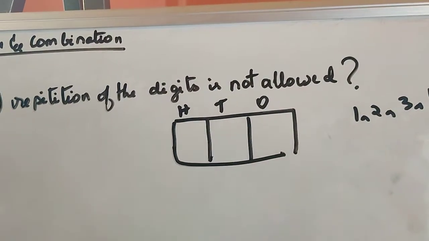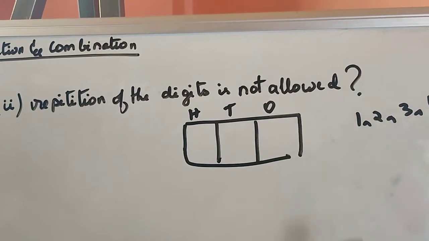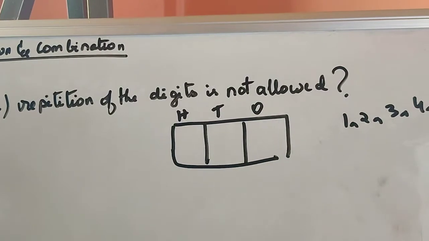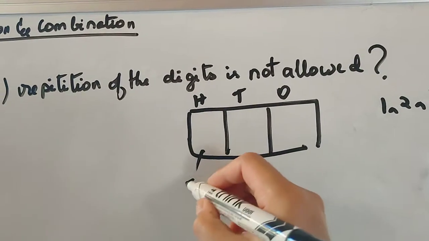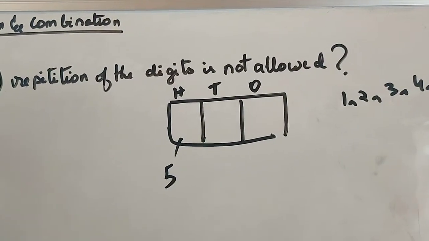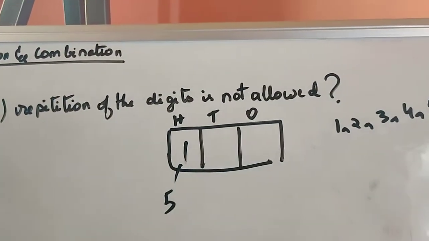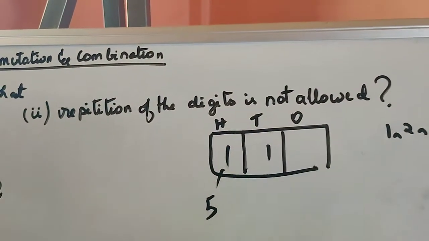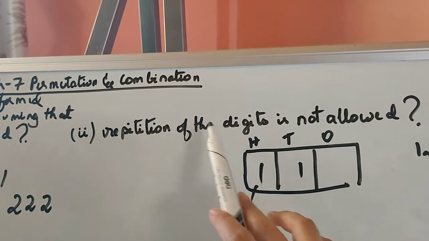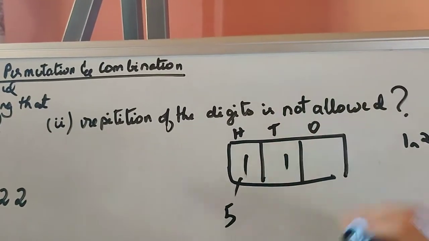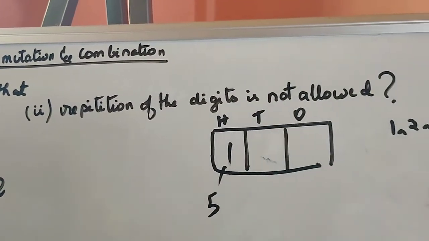Firstly, you will count from the 100 place. As I have told you, you can start a 3-digit number with 1 or 2 or 3 or 4 or 5. That means you will have 5 options. And if you have taken 1 here, then taking 1 again will be wrong. That is repetition of the digits. But in the question it's given that repetition of the digits is not allowed. That means I cannot use 1 here.